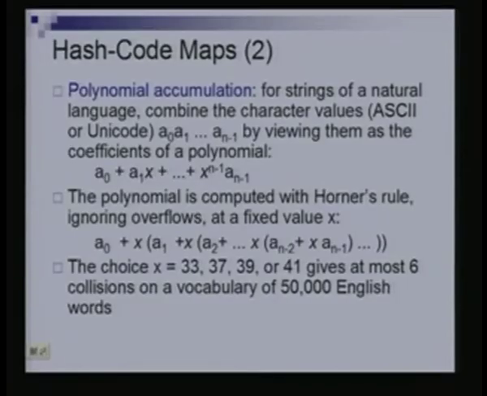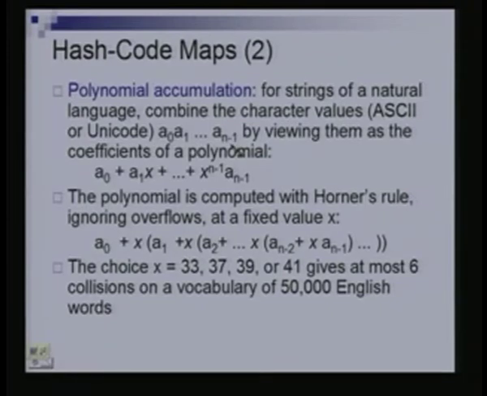So one technique that is used in such settings is what's called polynomial accumulation. Suppose you have a certain string, and A0 is the ASCII code for the first character of the string, and A1 is the ASCII code for the second character, and so on. Now you are going to think of it as a polynomial whose coefficients are A0, A1 up to An minus 1. So this is your polynomial A0 plus A1x and so on, and now you are going to evaluate this polynomial at a certain value of x, and that value is going to be the integer corresponding to this string.